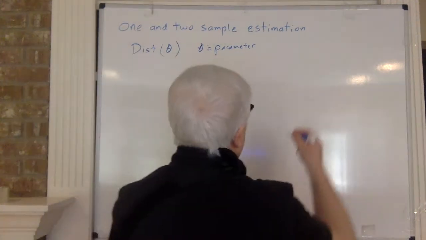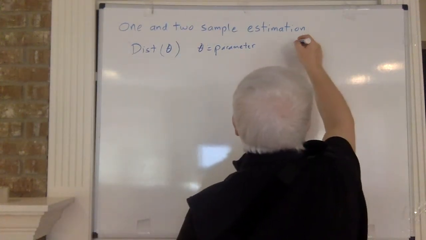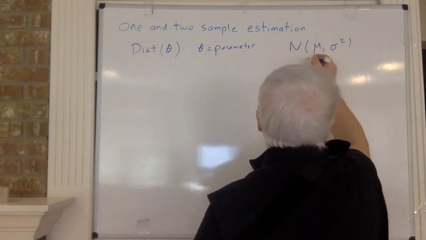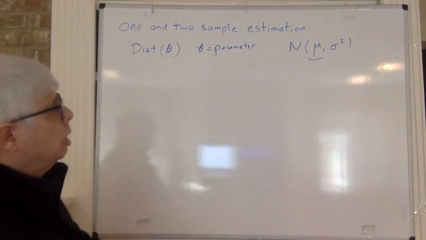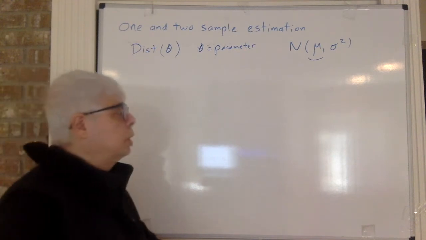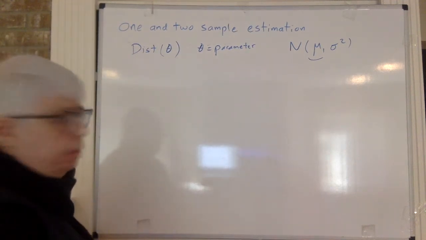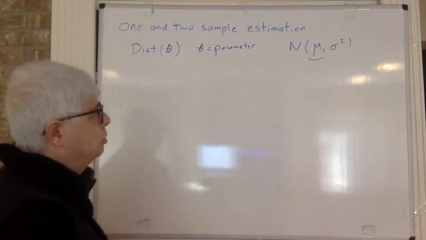Now, let me say, for example, for a normal distribution, we have mu and sigma squared. Like we will estimate mu, assuming that we know sigma squared, and sometimes we don't know sigma squared, but anyway. So that's what I mean by theta, parameters. So those are parameters of the normal distribution.